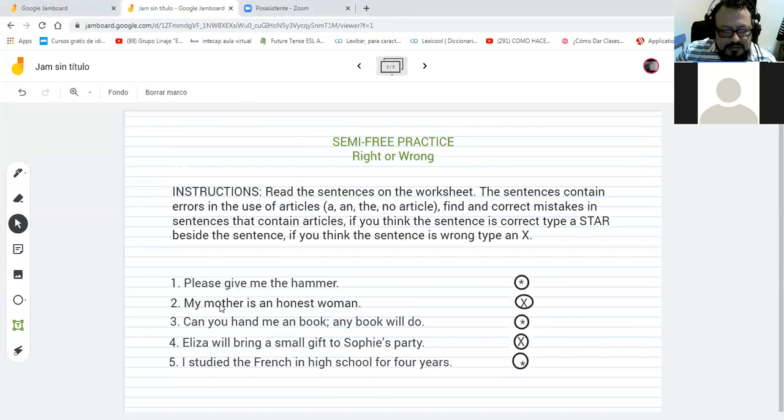So the second sentence, you bet that it was not correct. It was not written correctly. And also you corrected it right here, because as you remember, it said before, my mother is a honest woman.